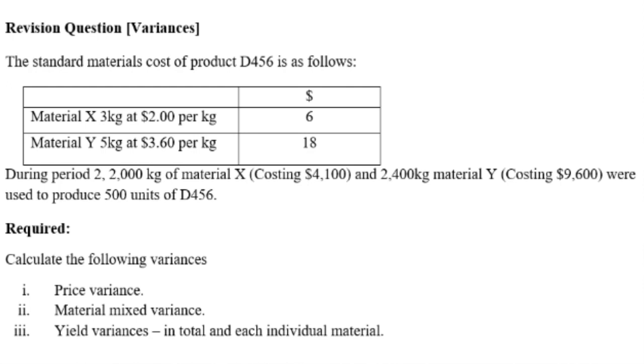During period 2, 2,000 kilograms of material X costing $4,100 and 2,400 kilograms of material Y costing $9,600 were used to produce 500 units of D456. Required: three requirements. A, price variance, mix variance, yield variances in total and for each individual material. So straight away we tackle the first one, which is the material price variance.